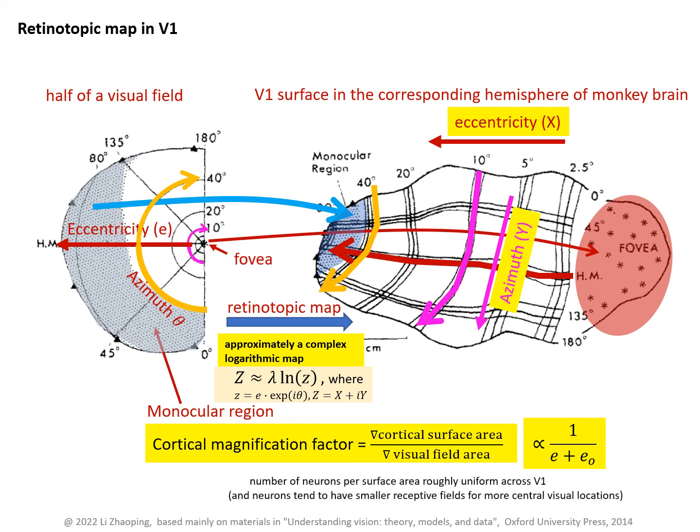So therefore, V1 devotes much more resource to the central visual field, very much like the retina devoting more cones to the central visual field.